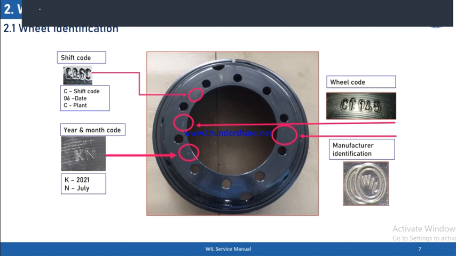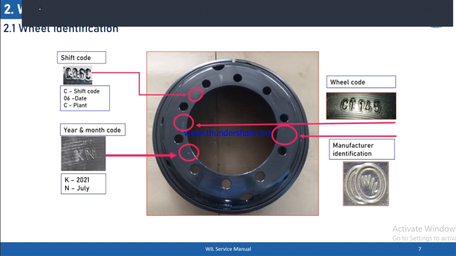And on the left-hand side, the shift code, for example C06C. The first C denotes the shift, 06 is the date, and the last C denotes the plant where it was manufactured. C means Chennai, R means Rampur, and P means Pune plant. Below that is the year and month code, KN. First is the year letter, then the month letter: K denotes the year, and the second alphabet letter denotes the month. So KN means 2021, July.